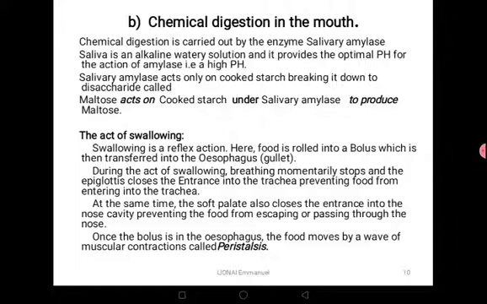At the same time, the soft palate also closes the entrance into the nose cavity, preventing food from escaping or passing through the nose. Remember, you have internal layers. The nose is connected to the mouth at some point. That's why you can see mucus entering the mouth, or from the mouth to the nose. There's a connection. But when you are swallowing, food cannot pass through the nose. So the nose also closes as you swallow. The nose and the trachea will close, such that food does not enter the respiratory system.